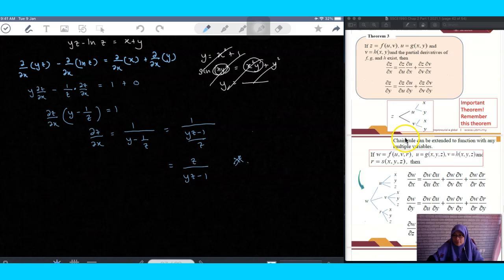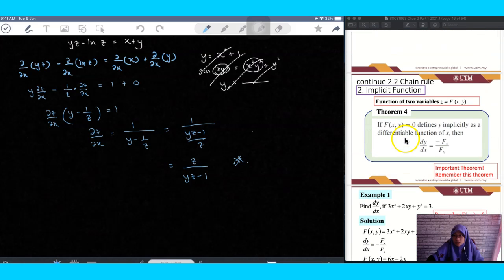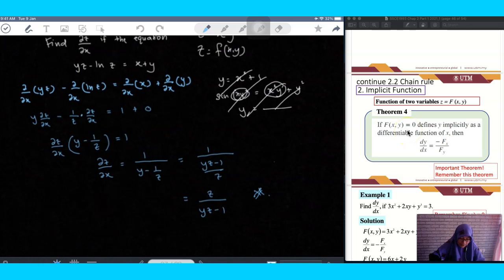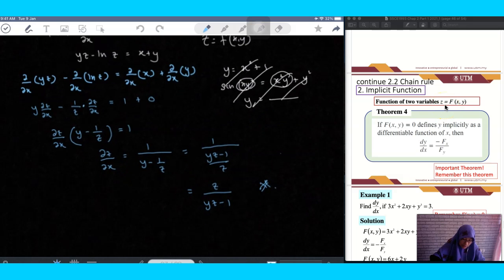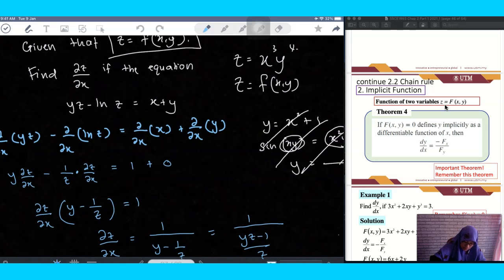Where is it? Second chain rule. So just look here. If you have a function of two variables, the thing that we have done just now. Okay, this is the formula. I don't want to explain this, but just look, because we have the same function here. You have a function of two variables. So now by using the same function, which is this one.